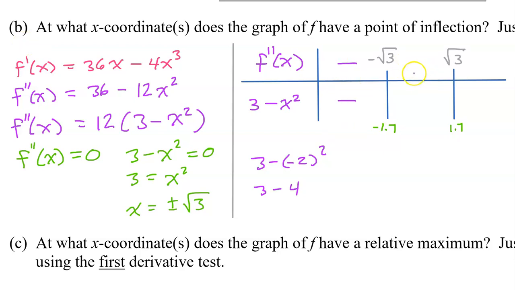In the middle interval, let's use a test value of 0. You could definitely do this in your head, but if we did 3 minus 0 squared, that would just be positive 3. So we have a positive in this interval. In the last interval, let's use a test value of positive 2. Similarly to the first interval, we have 3 minus 2 squared, which again is 3 minus 4, which is negative.